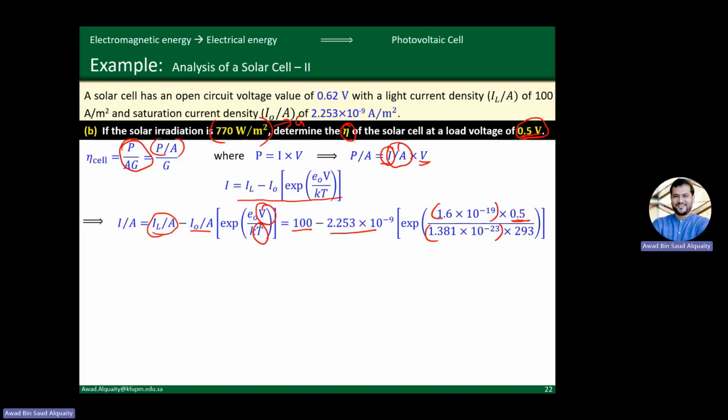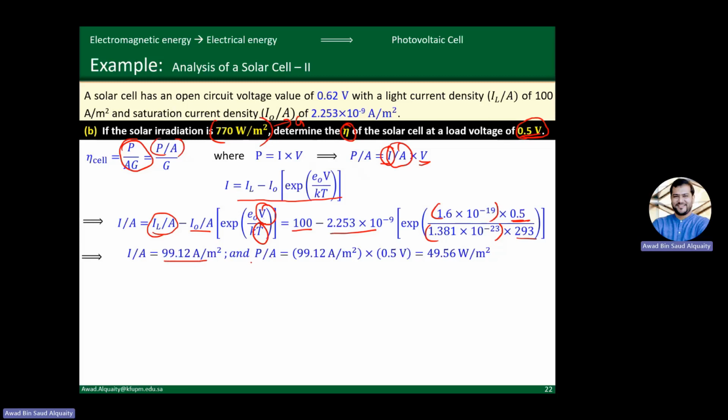And temperature needs to be in Kelvin. So that's what we do here, 293 Kelvin. We were told it is 20 degrees Celsius, so you convert that into Kelvin, and it's going to be 273 plus 20. That is really simple math to calculate. So when you do the math, the current density comes out to be 99.12 ampere per meter square. It's very close to IL, but surely smaller than IL.